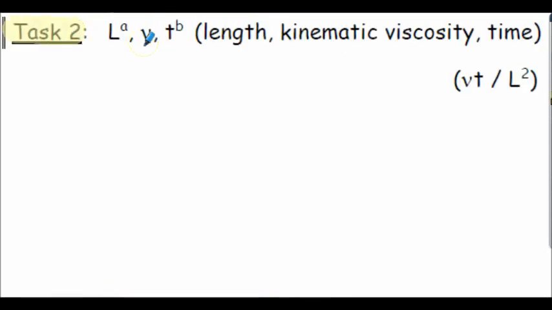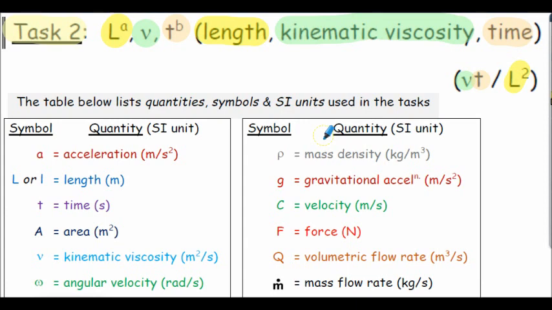Here's task 2, given a non-dimensional expression of L to the power of A, to length to the power of A, Greek symbol nu, that's kinematic viscosity, and T to the power of B, that would be time to the power of B. Again, for reference, the answer is shown in the bracket, so nu, T to the power of 1 here, and it's divided by L to the power of 2. Again, here's our table stating the various SI units for the quantities given. This time we have the length L, we have kinematic viscosity, nu, and time t.